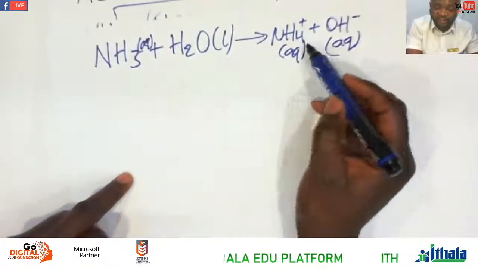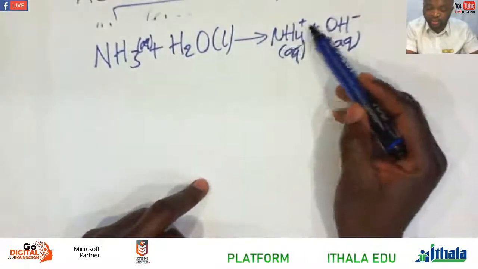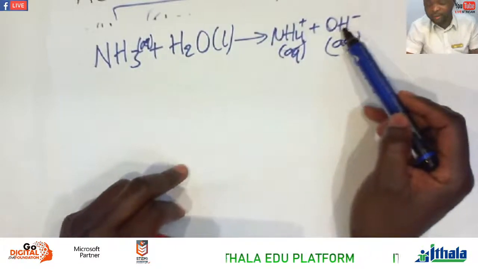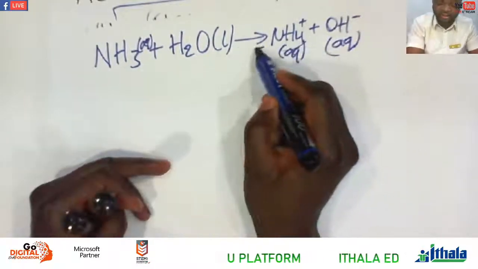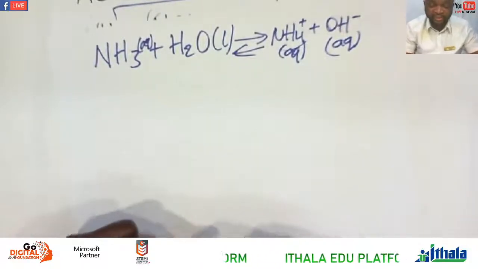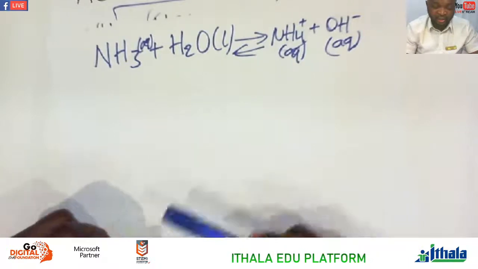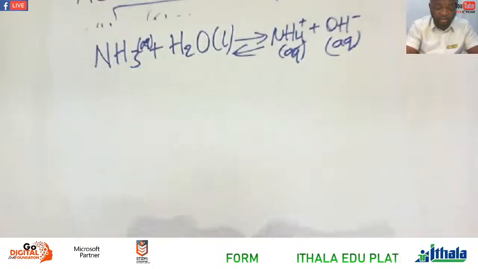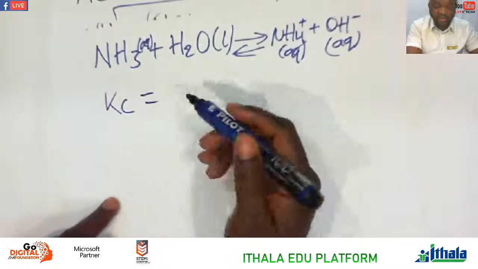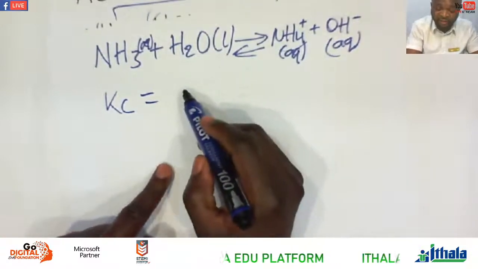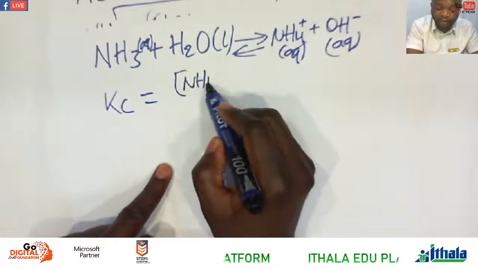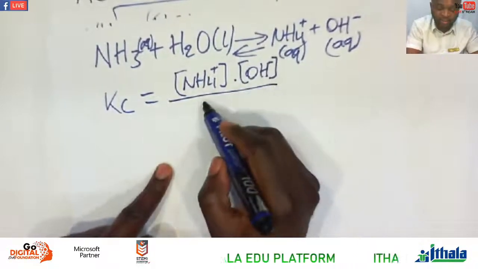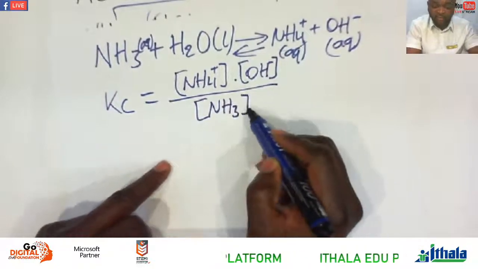So this reaction is reversible, because OH minus will react, and remember NH4 plus will act as an acid, and OH minus will act as a base. So this reaction is also reversible. It means we can reach equilibrium. And at equilibrium, the rate of the forward reaction is equal to the rate of the reverse reaction. So we can also calculate Kc at a certain given temperature. Then we have the concentration of NH4 plus times the concentration of OH minus. Then on the denominator, we have the concentration of NH3.